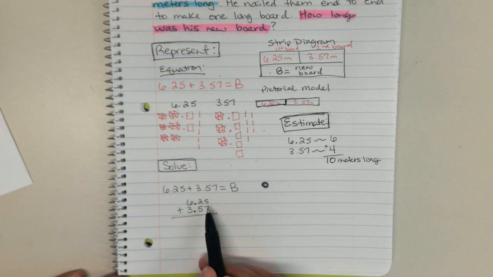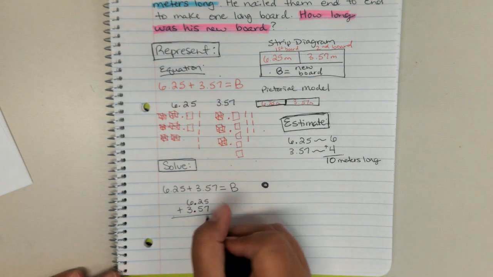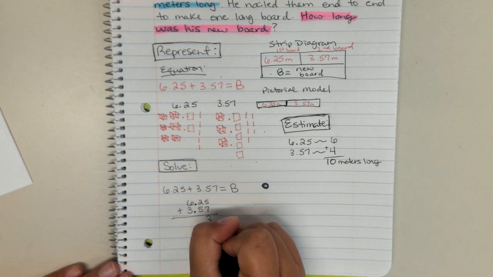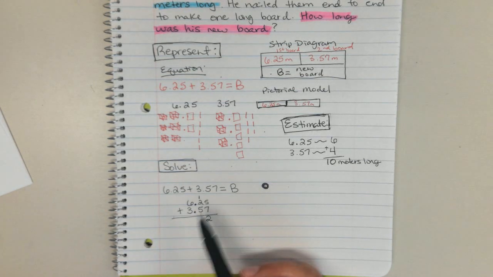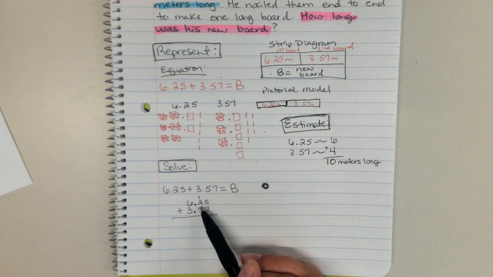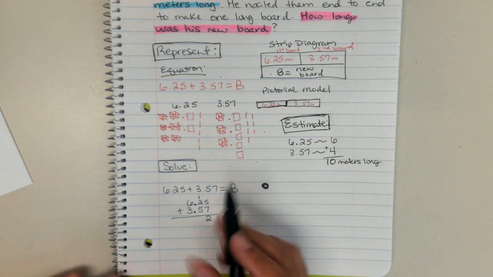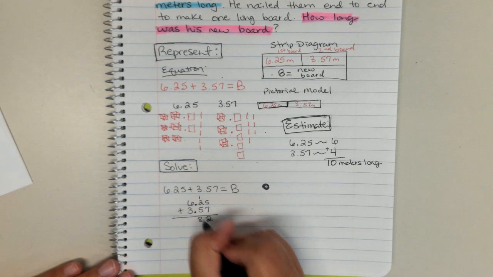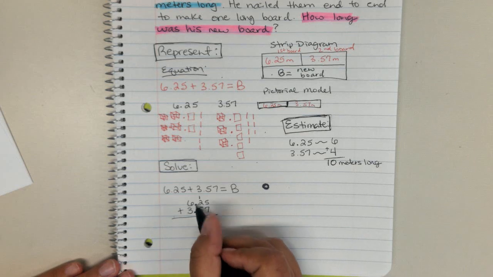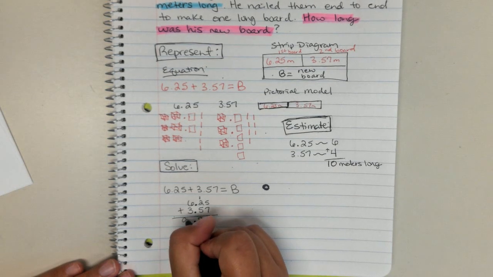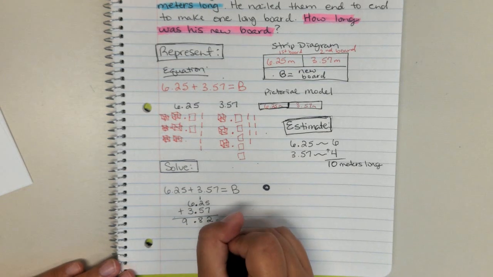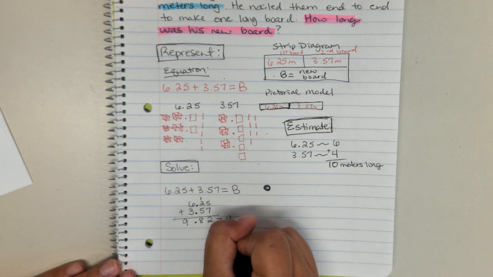7 plus 5, or 5 plus 7, is 12. So I write down the 2, carry the 1. 5 plus 2 is 7, plus 1 is 8. Since I'm adding, I just bring down the decimal. And then 6 plus 3 is 9. So my new board is 9 and 82/100ths meters long.